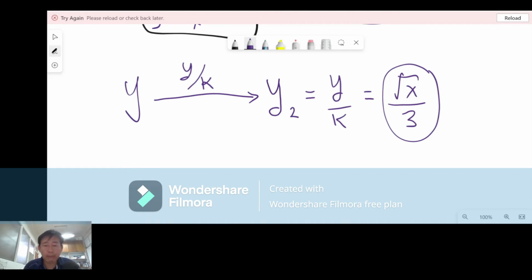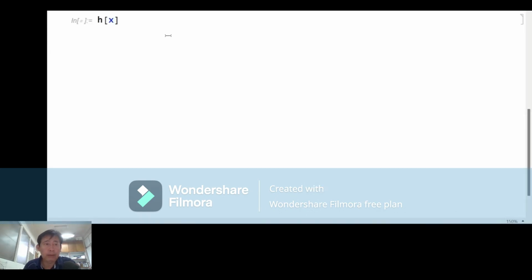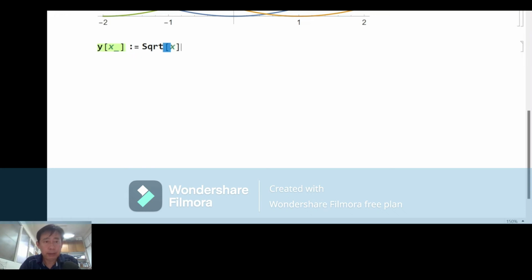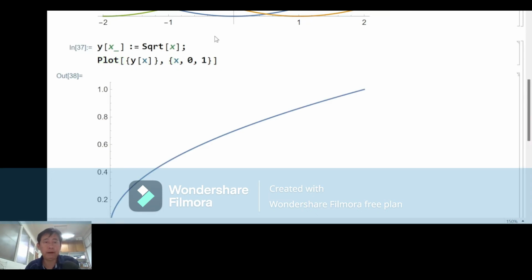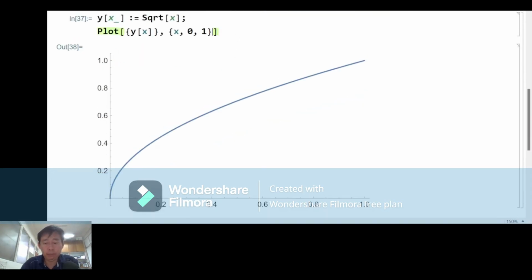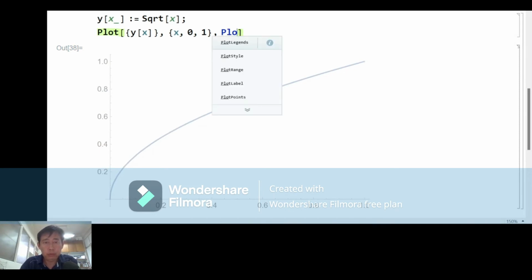So let us try to demonstrate these situations using Mathematica. So I'm going to show you the Mathematica functions. Here, let me define y, which is a function of x, equal to square root of x, right? So I'm going to plot this function y of x, where x is going from 0 to 1. So this is the function of square root of x. So let me plot the legend to show the legends.